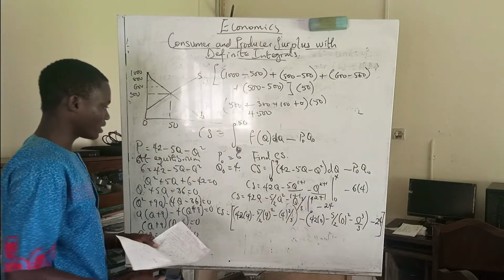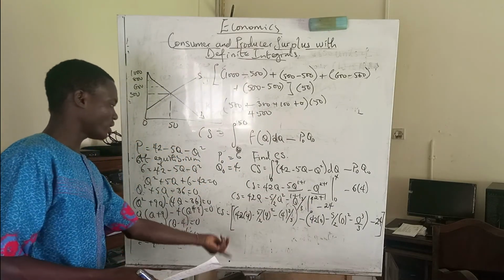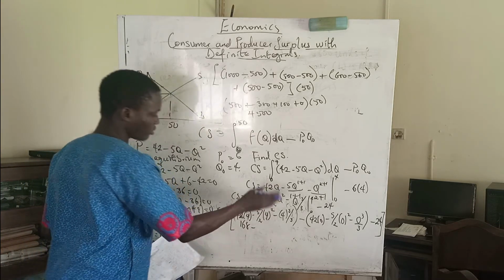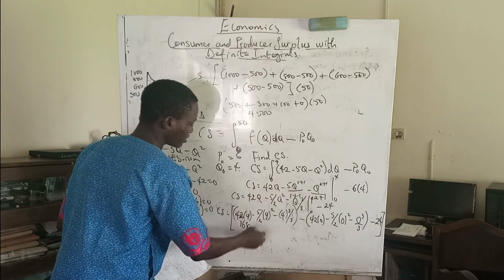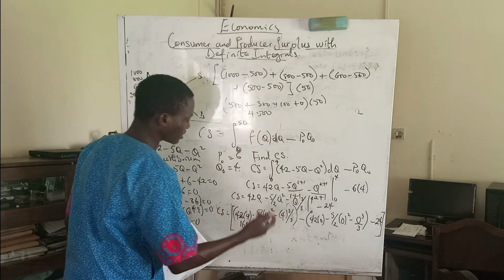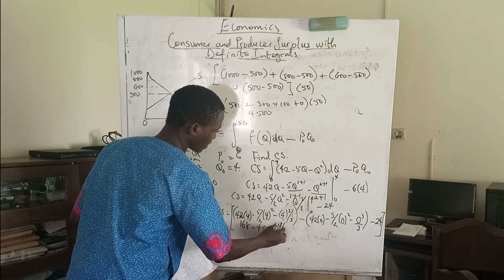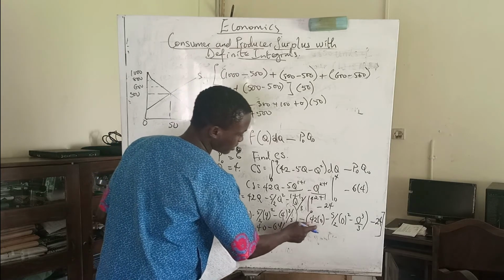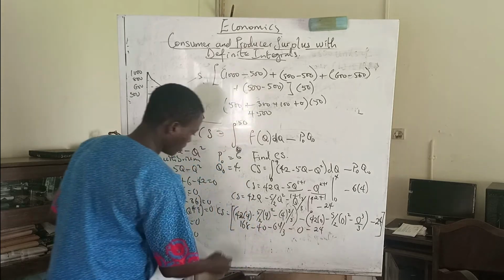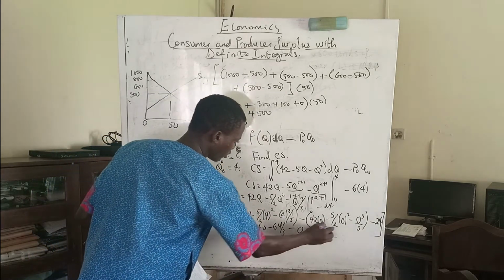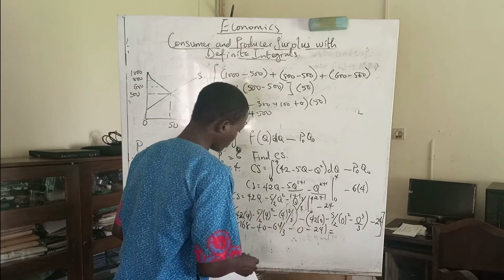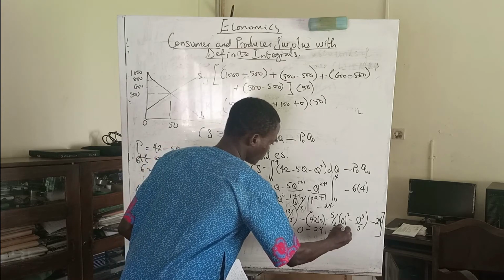By the time we solve everything inside, 42 times 4 is 168. So we have 168 minus 4 squared, which is 16, times 5 over 2, which gives 40. Then 4 cubed is 64, so minus 64 over 3. Then minus everything here: this times 0, this times 0, so that is 0, then minus 24. At the end of the day, what we have is 82 and 2 over 3.